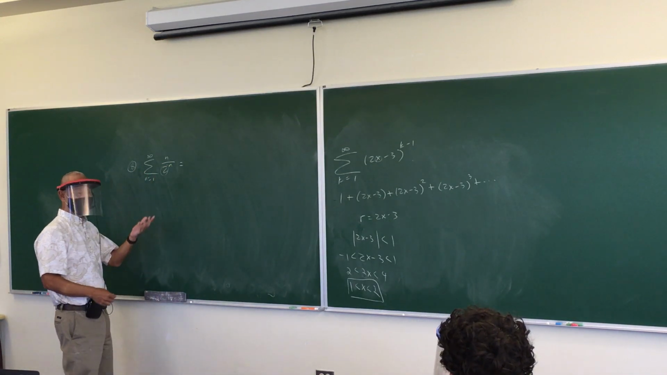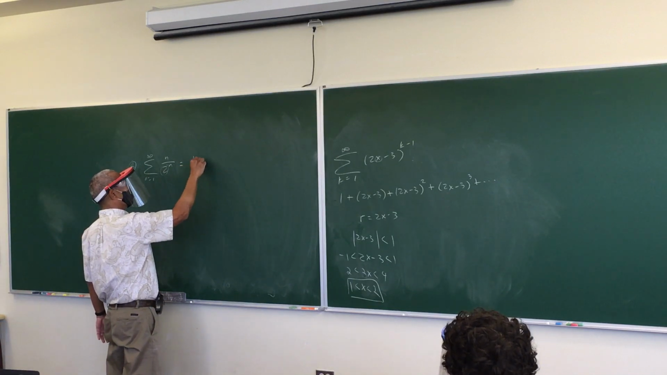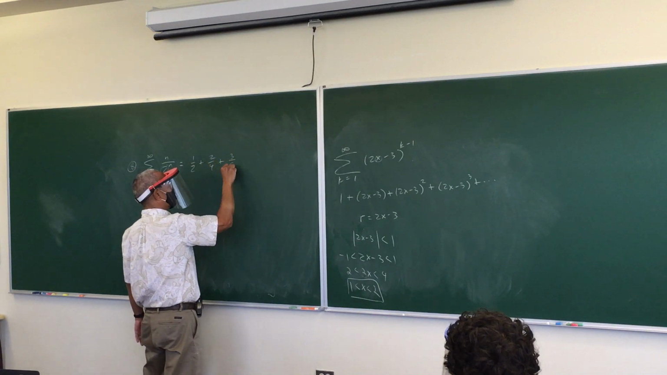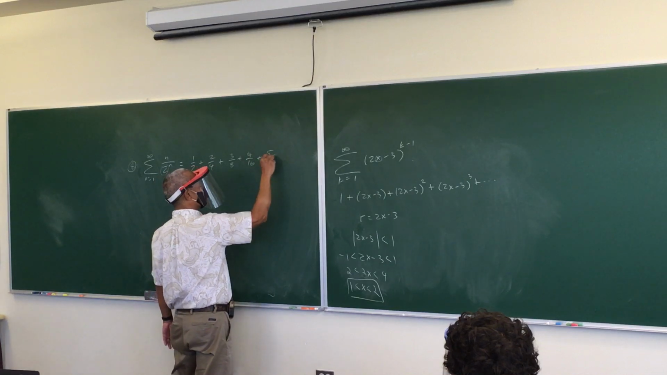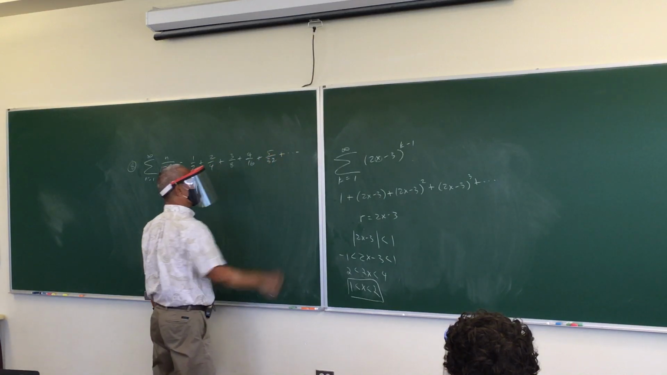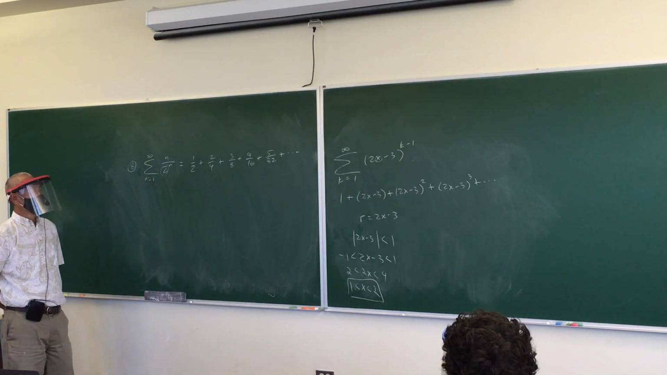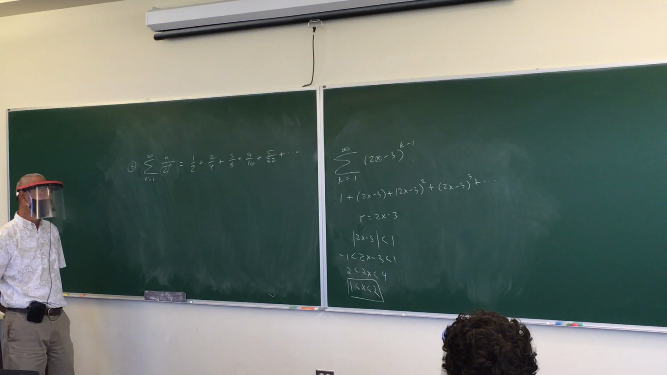Okay, let's write out the first few terms. Plug in 1: 1 half. Plug in 2: 2 fourths. Plug in 3: 3 eighths. Plug in 4: 4 sixteenths. Plug in 5: 5 thirty-seconds. And so forth. Is this a geometric series? No. Do I keep multiplying by a number to get the next one? No. No, this is not.